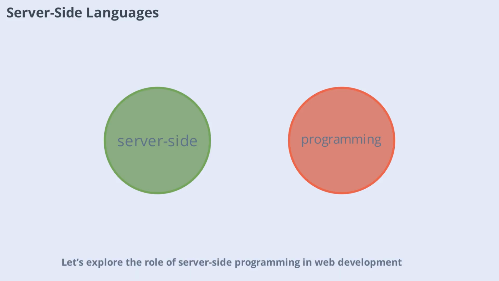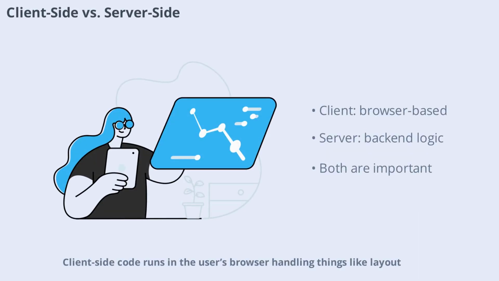Let's explore the role of server-side programming in web development. Client-side code runs in the user's browser, handling things like layout, interactivity, and animations. Server-side code runs on the web server, managing data authentication and business logic. Understanding the difference between client-side and server-side helps you design efficient, secure, and scalable web applications. Let's compare these two sides of web development.